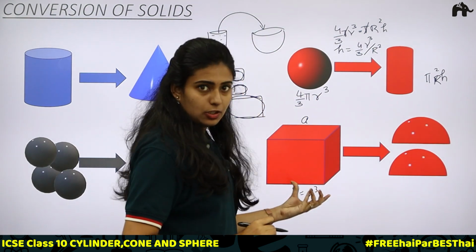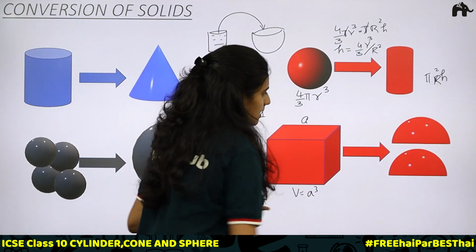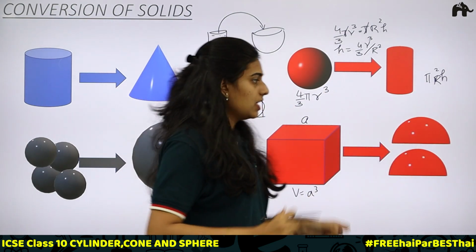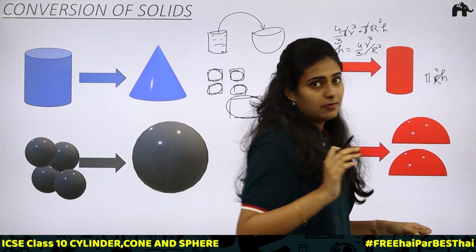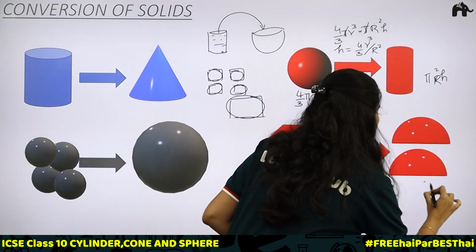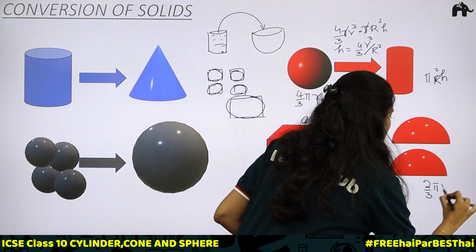This a cube volume, the cube is melted and two hemispheres are formed, which means the volume of hemisphere, we know how to find the volume of a hemisphere. The volume of a hemisphere is 2 by 3 pi r cube.